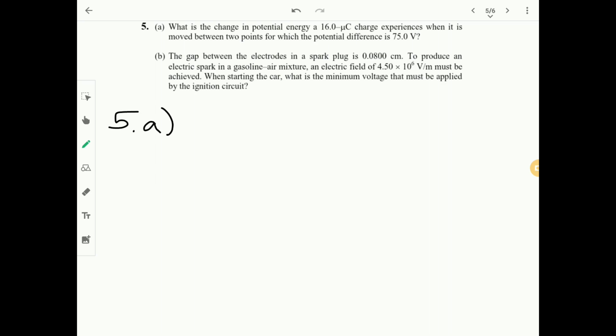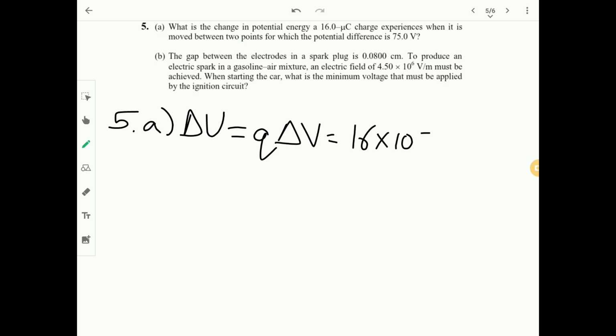Let's solve it together. What is the change in potential energy a 16 microcoulomb charge experiences when it is moved between 2 points for which the potential difference is 75 volts? Okay, we should remember that delta U, which is the change in potential energy, is Q delta V. If you know this, it is very easy. 16 times 10 to the minus 6 into 75, which gives us 1.2 times 10 to the minus 3 joules.